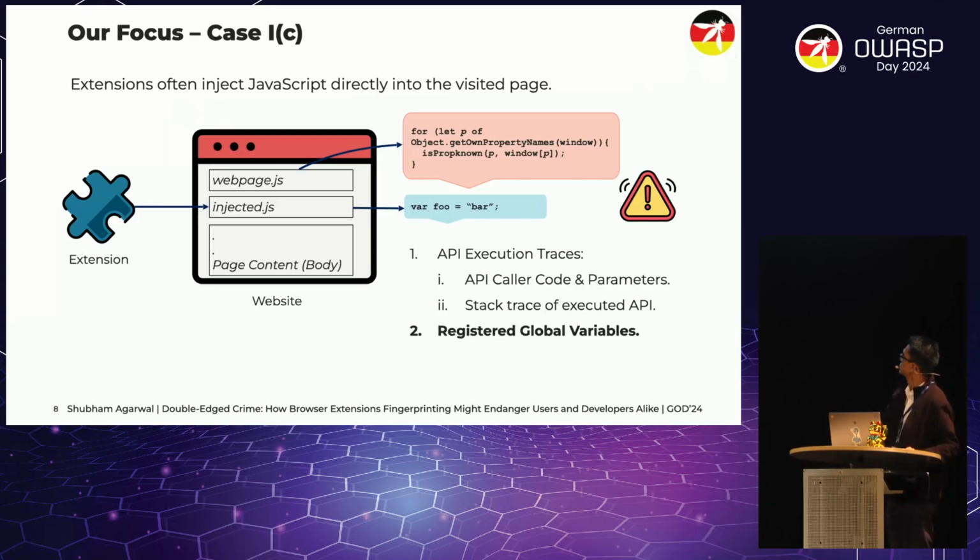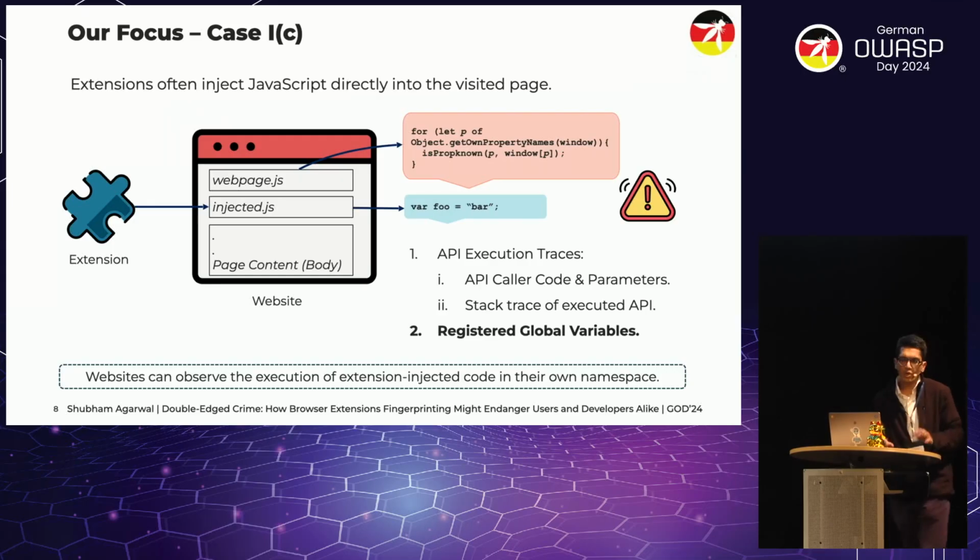That's problem number three. So the bottom line here is, if a script is injected by an extension in the namespace of the application, there are execution traces which are definitely visible by the application.